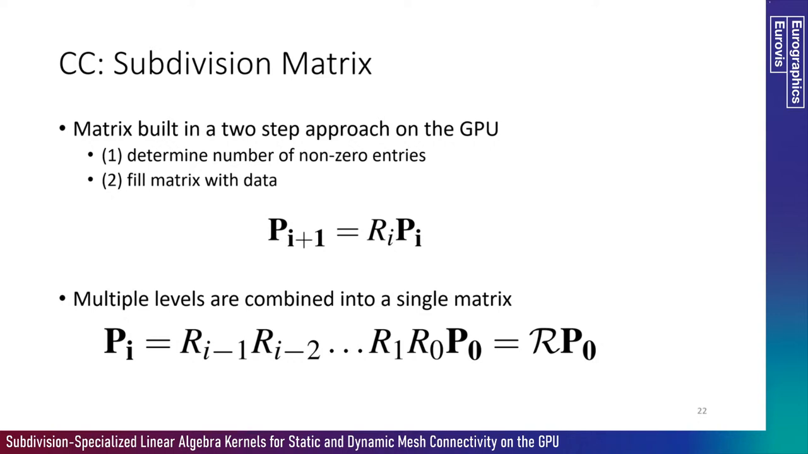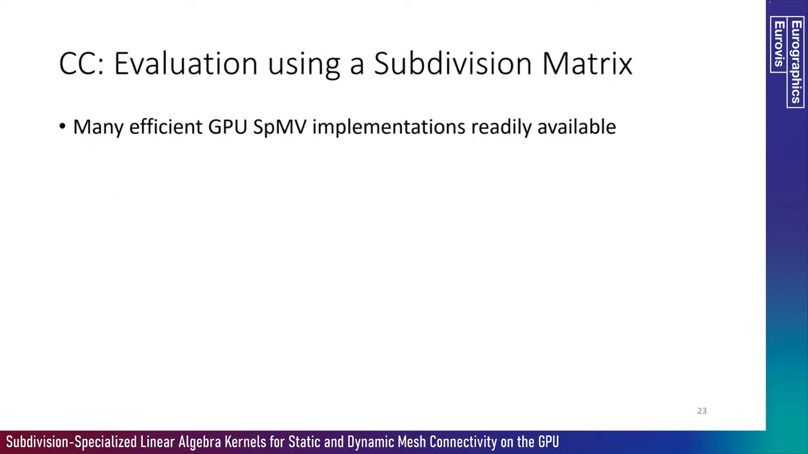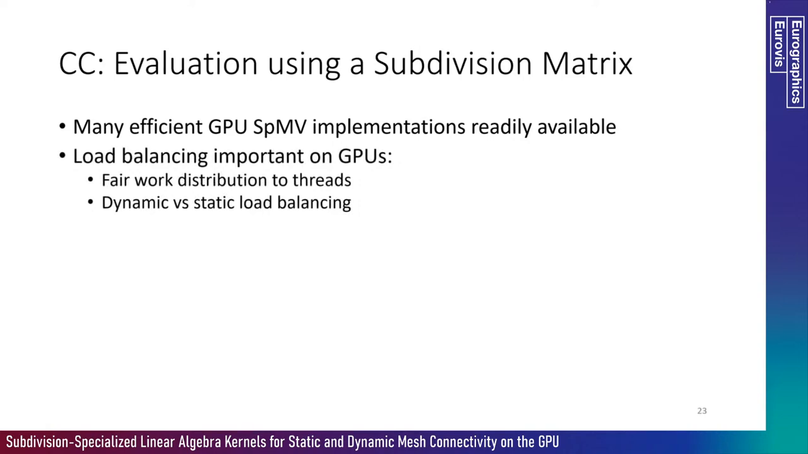So now that we have a subdivision matrix, we want to use it to perform the evaluation of vertex data. There are many very efficient SPMV implementations for GPUs available, and it is still a very active field of research. One very important aspect when optimizing GPU SPMV is load balancing between threads, as the execution takes as long as the longest running one. This means that the available amount of work needs to be distributed evenly among the available threads. SPMV implementations usually apply some sort of dynamic load balancing that analyzes the matrix at hand and adapts the load balancer accordingly. This, of course, introduces some overhead for the analysis.